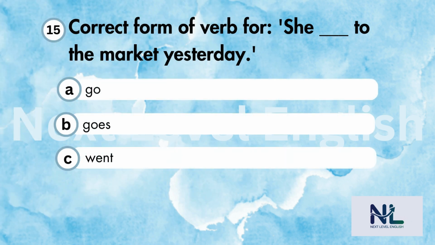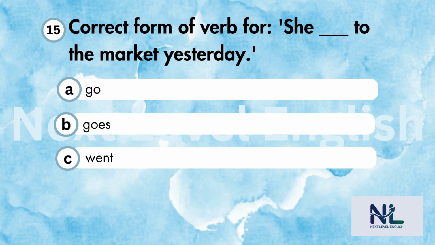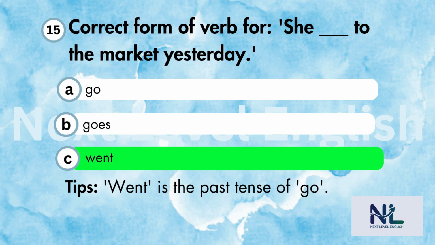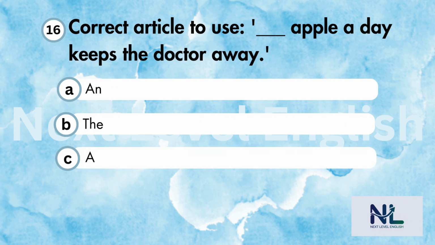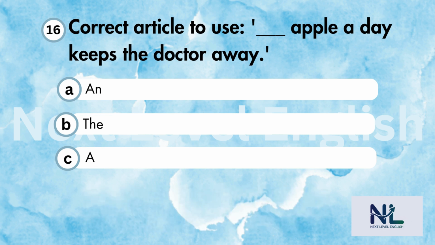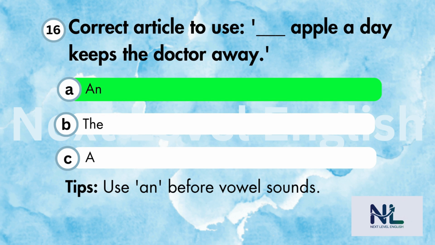15. Correct form of verb: she to the market yesterday. Went. Tips: went is the past tense of go. 16. Correct article to use: an apple a day keeps the doctor away. An. Tips: use an before vowel sounds.